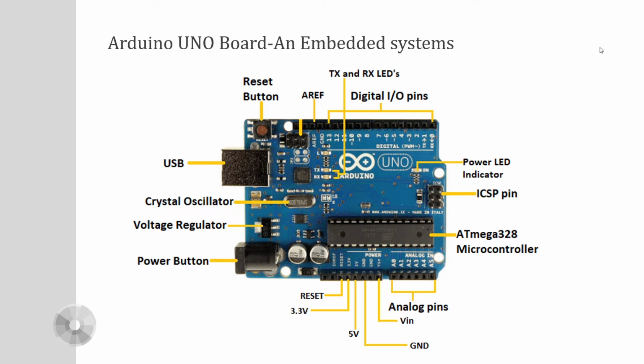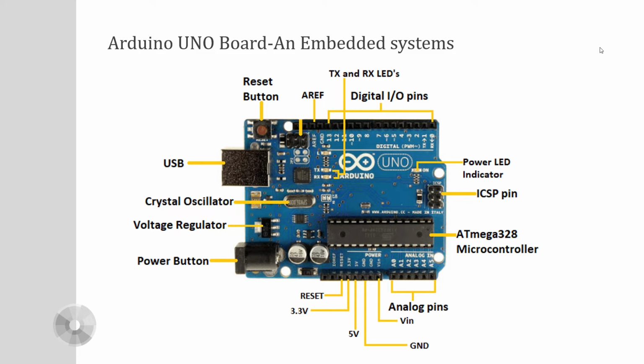The Arduino board consists of an ATmega 328 microcontroller. It consists of input-output pins, digital pins, and analog pins. It also provides access to 3.3 volts and 5 volts. It has Vin and ground pins. It also consists of a crystal oscillator, voltage regulator, a power button, USB port, and also a reset button.